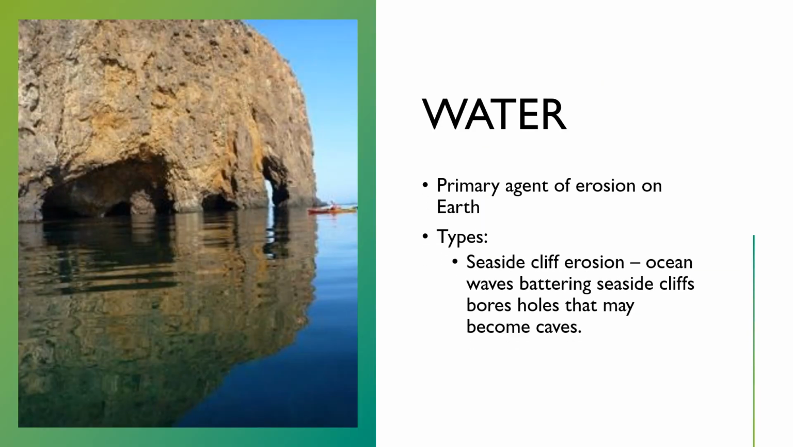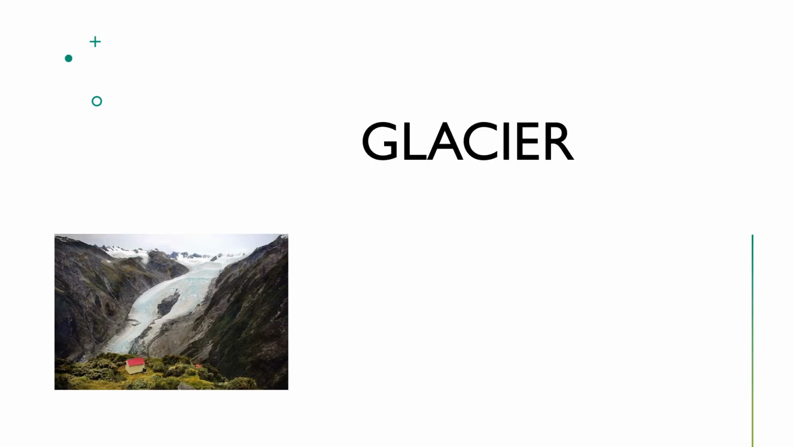And then finally, we have seaside cliff erosion, wherein the ocean waves battering seaside cliffs bore holes that may become caves. And the continuous pounding of waves may create an arch that may fall, leaving nothing but rock columns called sea stacks. Next, we have the next agent, which is glacier. So, a glacier is a large moving mass of ice, and they are found in many parts of the world, especially in the poles or in high mountains.